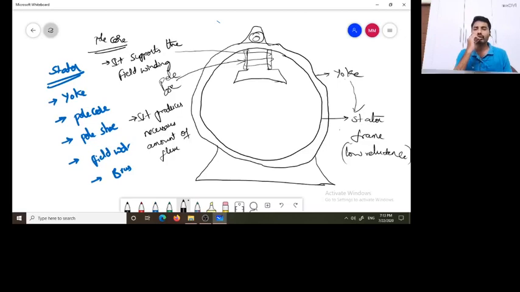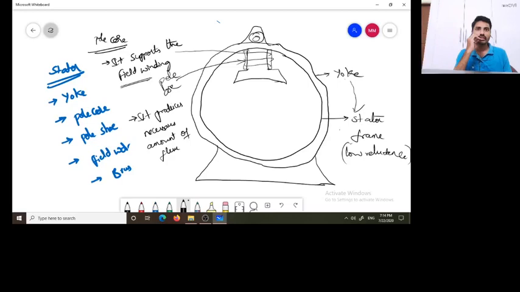Why? Because we are talking about a DC machine. DC machines and AC machines are all electromagnetic machines. That means the stator has one winding and the rotor has another winding. Here we are talking about the stator, which has one winding. In the stator there is a winding present inside the yoke or inside the poles. That winding is nothing but the field winding.